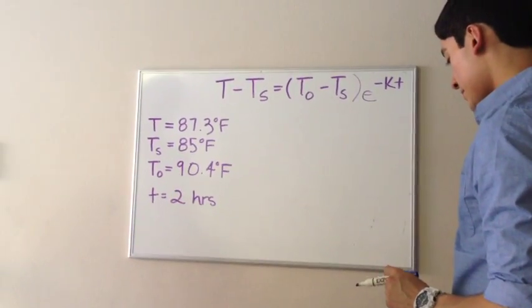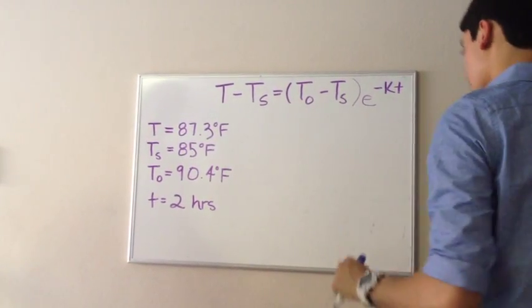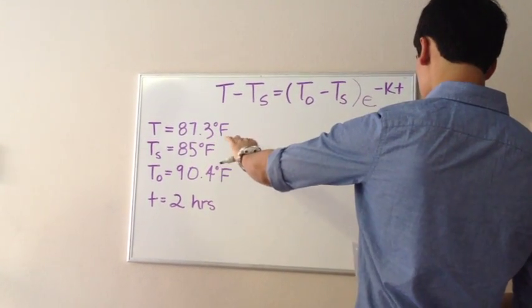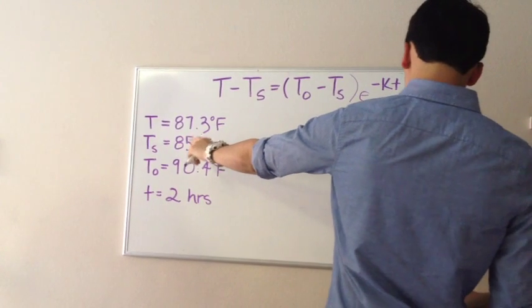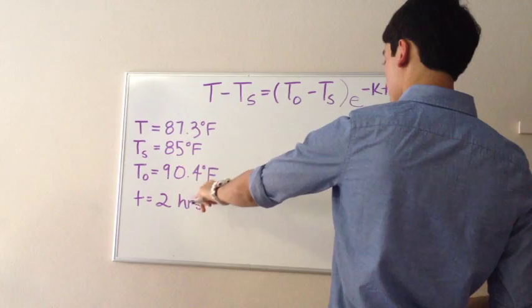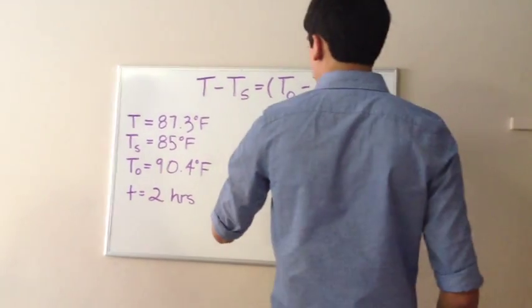Okay, so we can find the time of death using this equation right here, and we're going to use these to plug into the equation. So T represents the temperature after time t, Ts represents the temperature of the room, and To represents the initial temperature of the body, and t represents time. I'm about to plug these in.